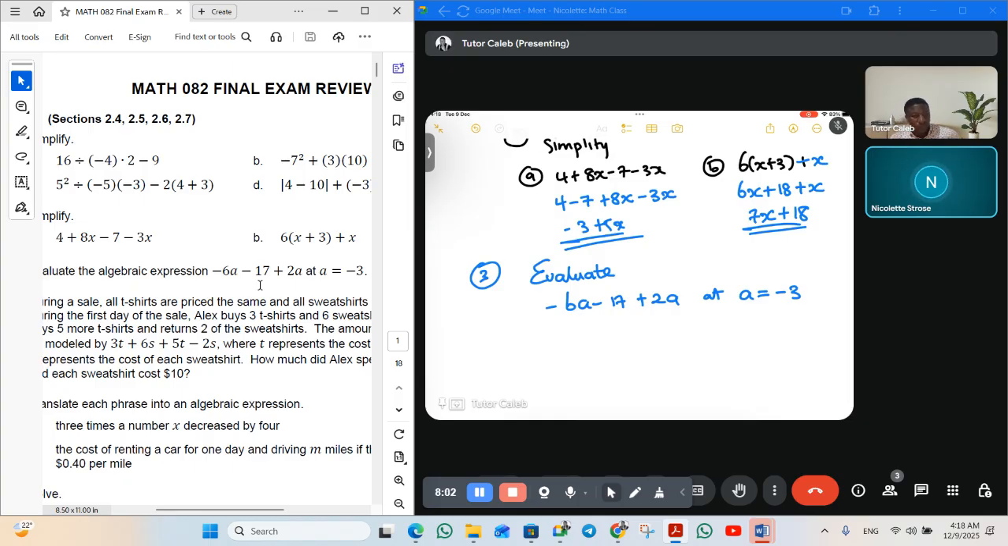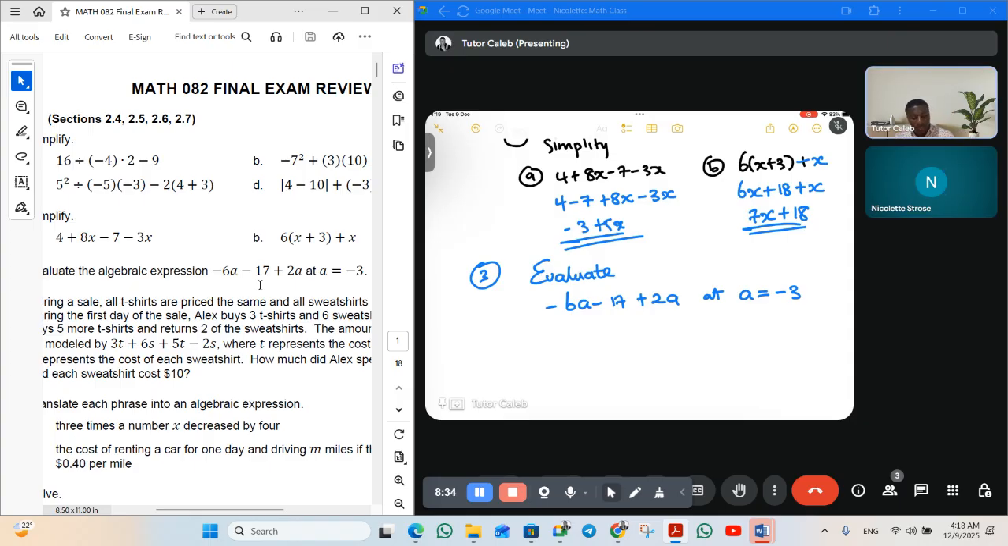Okay, so can you say that again? I said that when they say at a equals to negative 3, and they ask you to evaluate the expression 6a minus 7 plus 2a, it means that since you know the value of a to be minus 3, go into the expression and replace the values of a by minus 3 and see what you get. That's what it means.